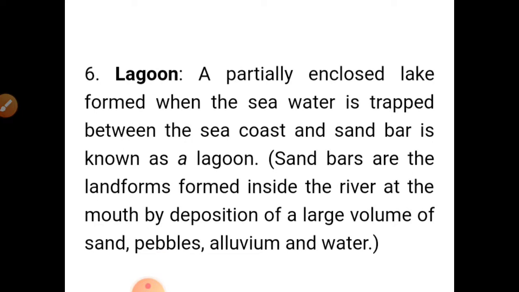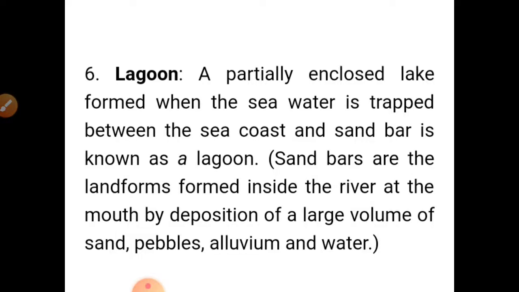And the last one is lagoon. A partially enclosed lake formed when seawater is trapped between the seacoast and a sandbar is known as a lagoon. Sandbars are the landforms formed inside the river at the mouth by deposition of a large volume of sand, pebbles, alluvium and water. So students, here we complete our solution of chapter number 3.